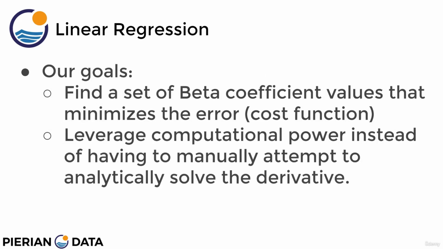So our main goals are to find the set of beta coefficient values that minimizes that error, which is the cost function or loss function. And we also want to leverage computational power instead of having to manually attempt to analytically solve the derivative, since at a certain point it's really not feasible for us.